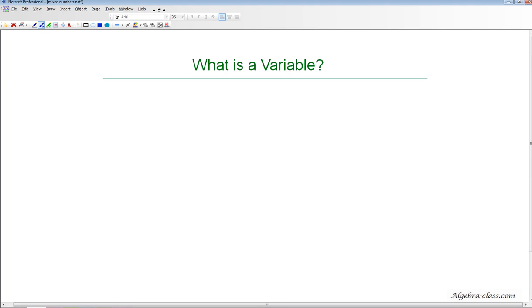In this lesson, we're going to talk about variables. So you may be wondering, what is a variable? Well, a variable is just a symbol, usually a letter, that's used in algebra.